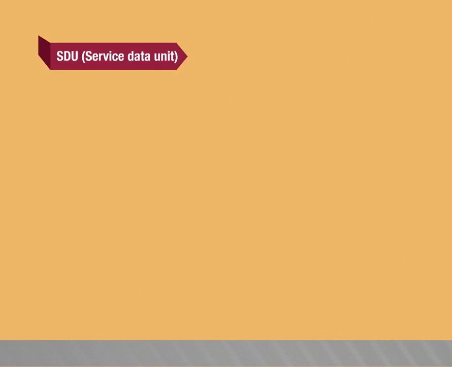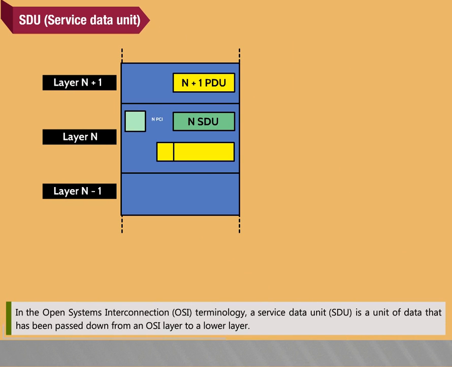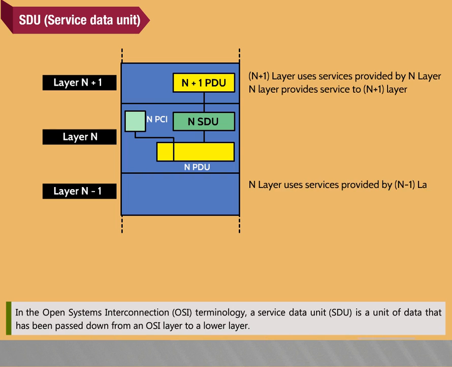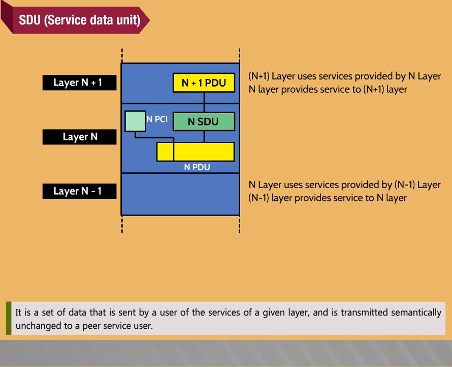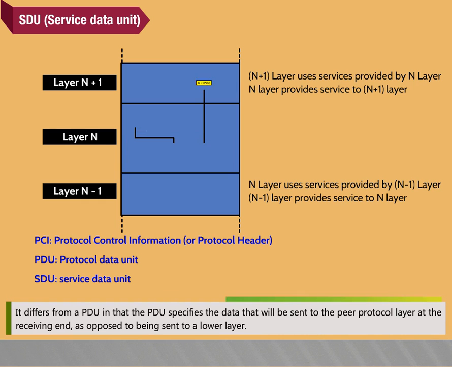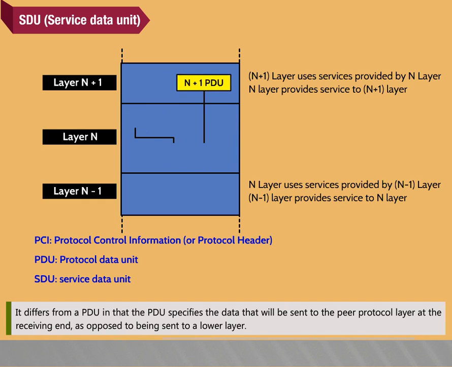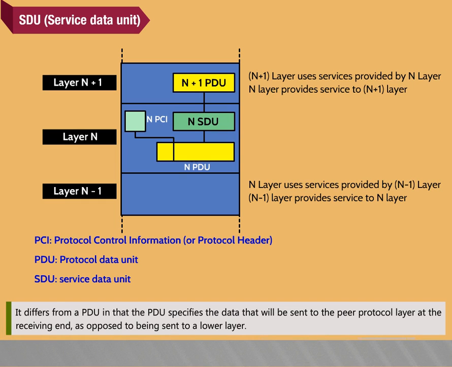SDU, that is Service Data Unit. In the Open Systems Interconnection, that is OSI terminology, a Service Data Unit SDU is a unit of data that has been passed down from an OSI layer to a lower layer. It is a set of data that is sent by a user of the services of a given layer and is transmitted semantically unchanged to a peer service user. It differs from a PDU in that the PDU specifies the data that will be sent to the peer protocol layer at the receiving end, as opposed to being sent to a lower layer.